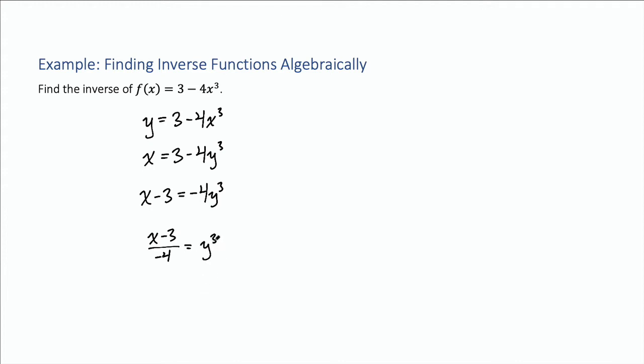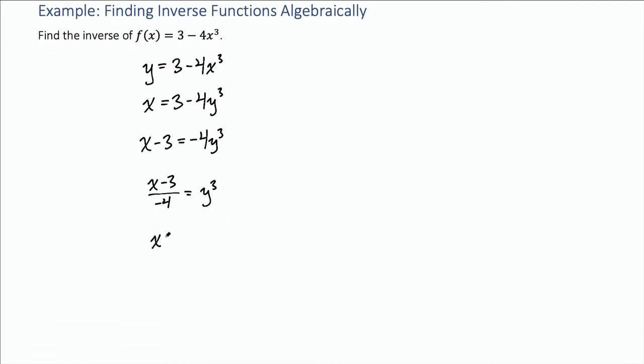And now to get y by itself, we need to get rid of this cubed. So we need to do the cube root. So that's the cube root of x minus 3 over negative 4 equals y. Once you've got y by itself, you've got your inverse function. f inverse of x equals the cube root of x minus 3 over negative 4.